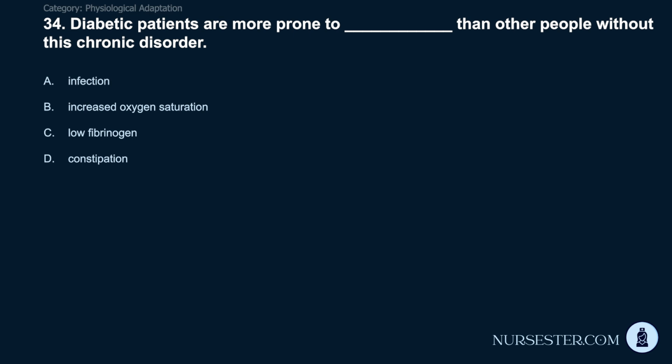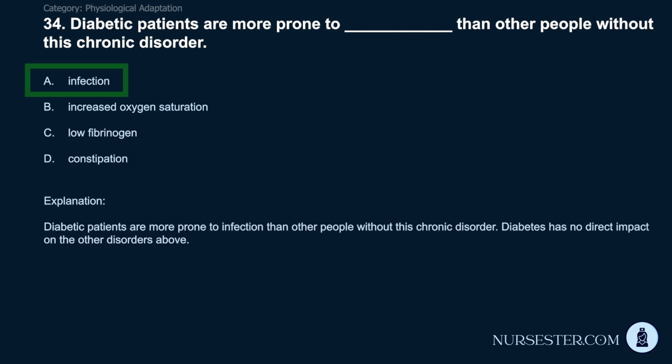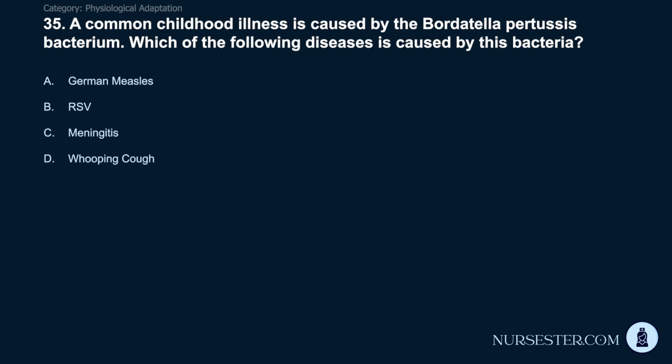34. Diabetic patients are more prone to ___ than other people without this chronic disorder. A. Infection. B. Increased oxygen saturation. C. Low fibrinogen. D. Constipation. Correct answer: A. Infection. Diabetic patients are more prone to infection than other people without this chronic disorder. Diabetes has no direct impact on the other disorders above.